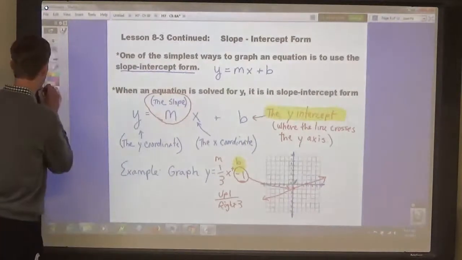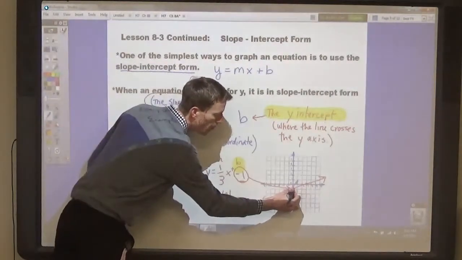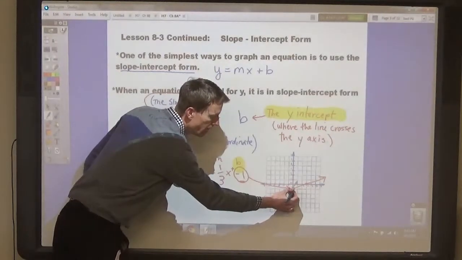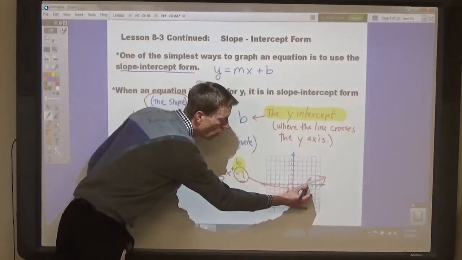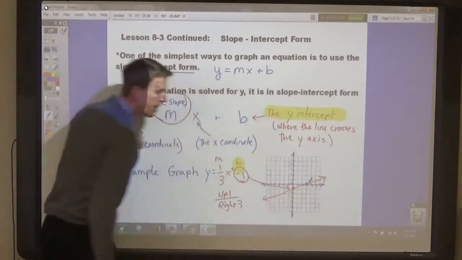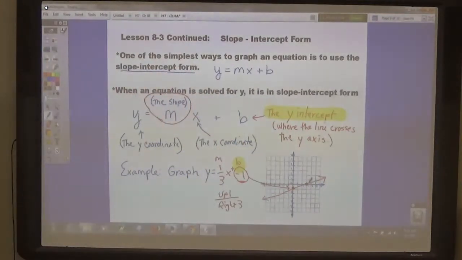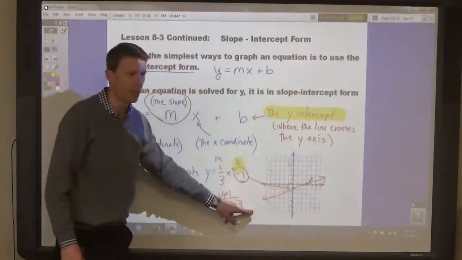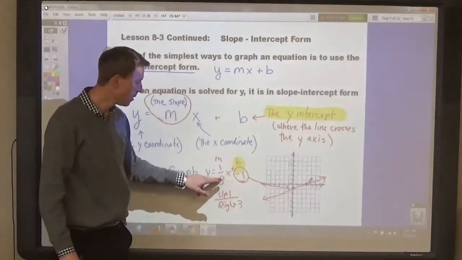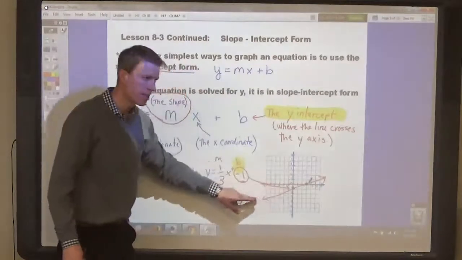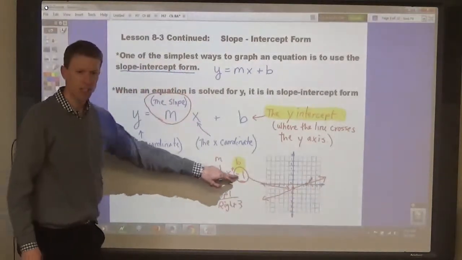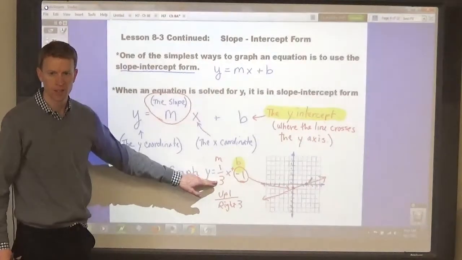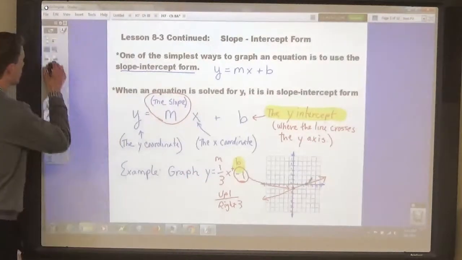Let me change color here. So from this point, this is called the y-intercept. The line goes up 1 and over 3 to the next point. And if you have 2 points on the graph, you can draw a line through them. So this is the graph of this equation. Okay? Let me show you some more examples.